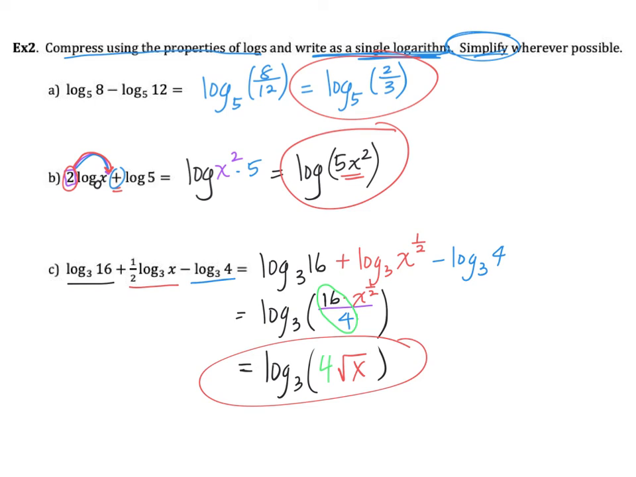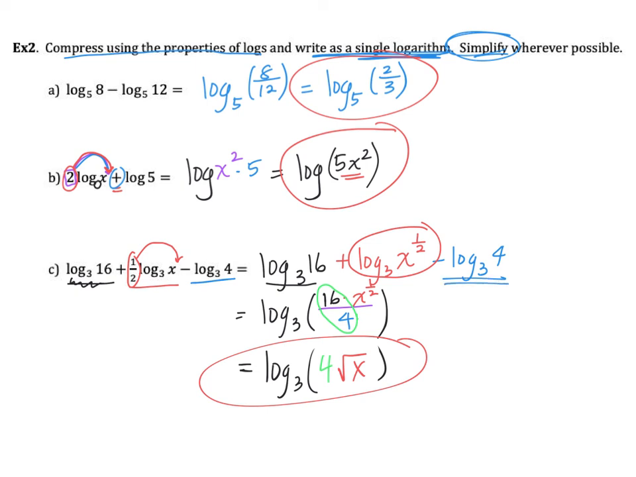All right, did you get log base 3 of 4 times the square root of x? If not, then check your work up here. I tried to color coordinate so you can see this log base 3 of 16 I didn't do anything with. It's just log base 3 of 16. The second one, this 1/2 is the power rule, so I had to put the 1/2 on x, so that became log base 3 of x to the 1/2. And then the last one, I didn't do anything with that. Just kept it as minus log base 3 of 4.